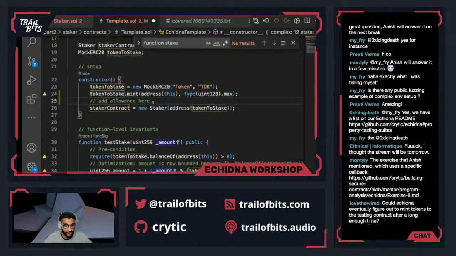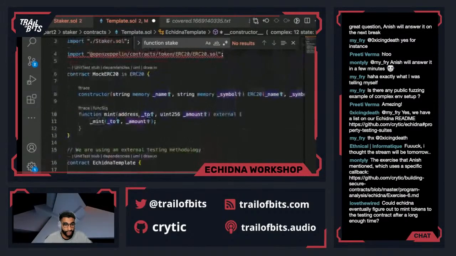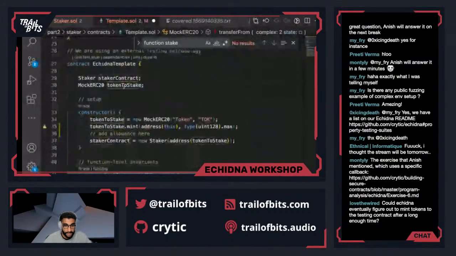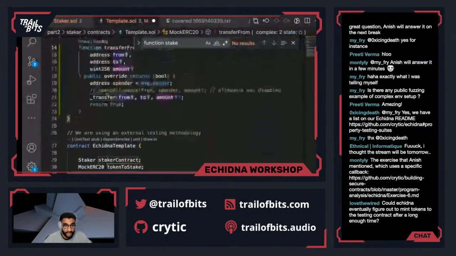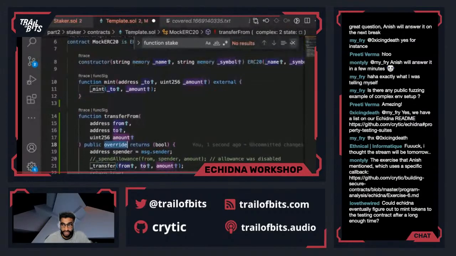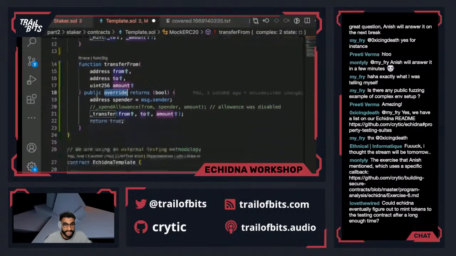But what we can also do is we are going to look at something we call function overriding. So what I'm going to do is I'm going to write my own transfer from function. And now because token to stake is in mock ERC20, it'll use this transfer from function. I've overridden ERC20's base implementation of the transfer from function. And because I did that, I can write whatever I want in here. And so what I'm doing is I'm disabling the allowance check. And boom, I don't have to worry about allowances anymore.